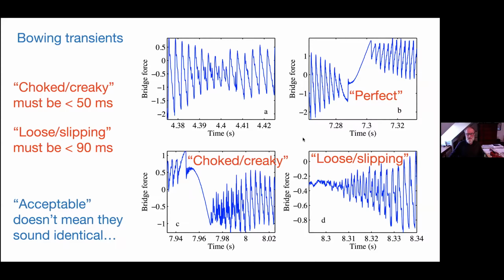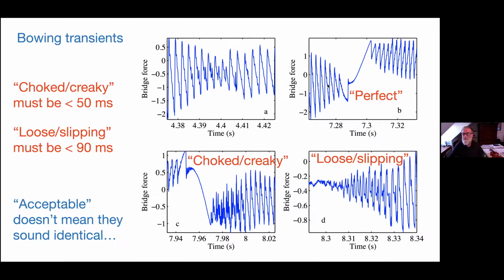Now, Knut and Anders classified starting transients into three types. And by a wonderful coincidence, I've got examples of all three of them here. This first one doesn't count. If you look at the sawtooth, it's still going the same way at the end as it was at the beginning. So this is not a bow change. This is a finger change and a little accent with the bow, but it's not a real start.